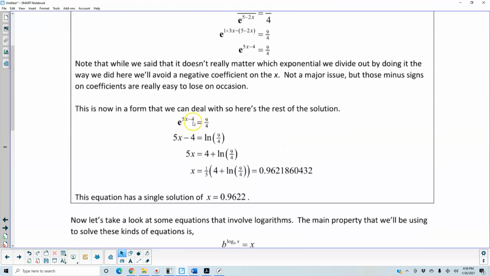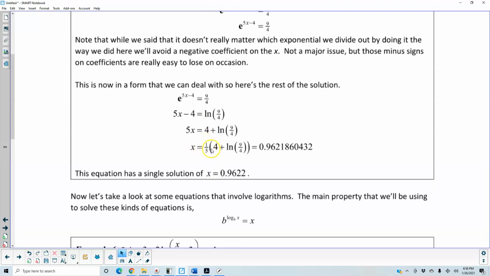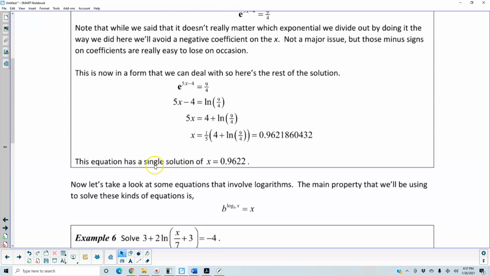e to the 5x minus 4 is equal to 9/4. If we take the natural log of both sides, we get 5x minus 4, which is equal to the natural log of 9/4. Add 4 to both sides and then divide by 5. x is equal to 1/5 times 4 plus the natural log of 9/4. And so this equation has a single solution of x, which is equal to 0.9622.